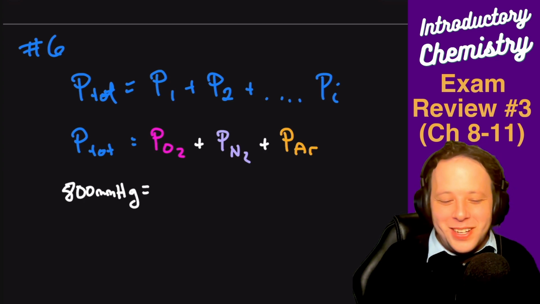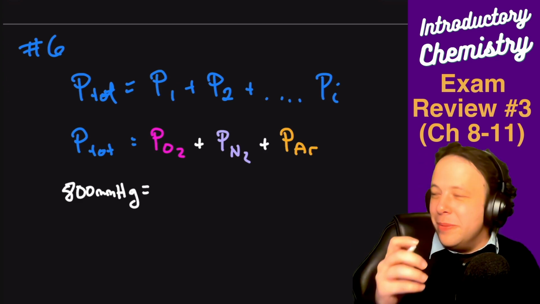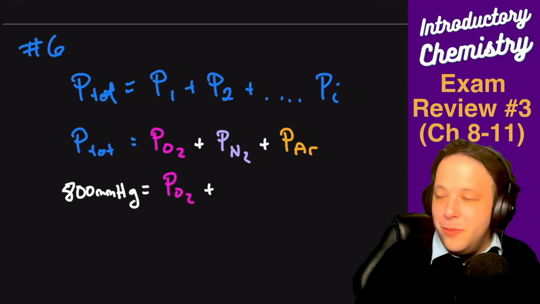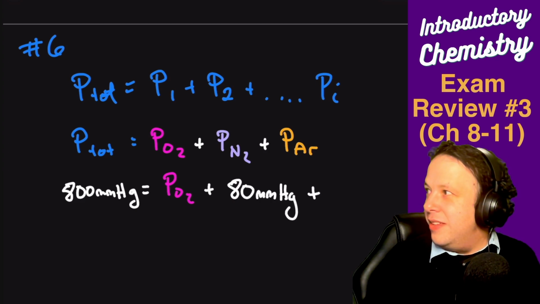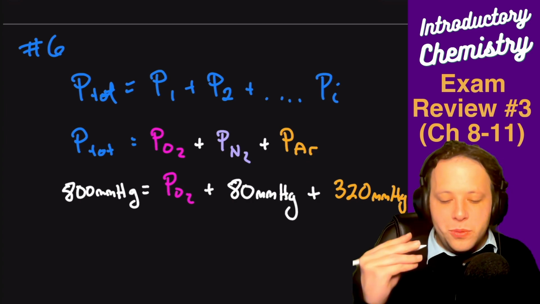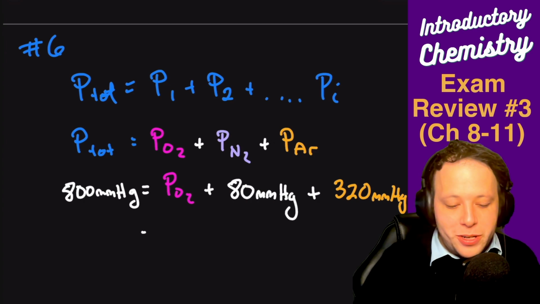So with this one, it's all about addition and subtraction. We have our total, which is 800 millimeters of mercury. We have our pressure of oxygen, and then we have our pressure of nitrogen, which is 80 millimeters of mercury. And then argon is 320 millimeters of mercury. So what we're doing is we've got to rearrange it. We got to do some addition, subtraction.